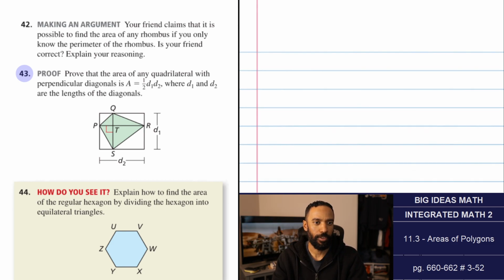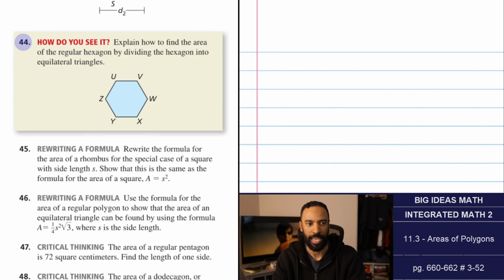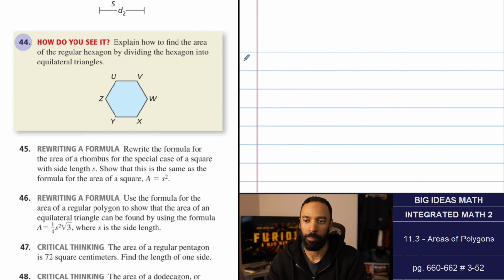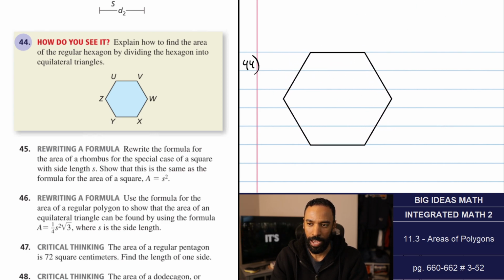All right, let's go to number 44, where they ask us, how do we see it? They say, explain how to find the area of the regular hexagon by dividing the hexagon into equilateral triangles. I kind of got into that a little bit when I mentioned that the hexagon's radius and side lengths are the same. They don't have any variables or anything here, but these are all equilateral triangles, guys.